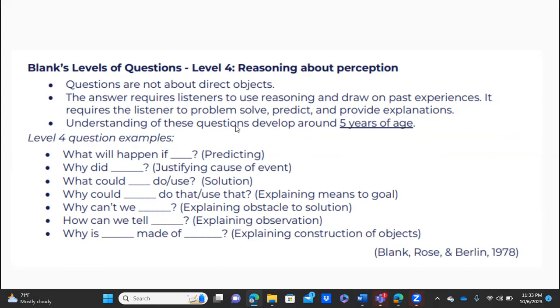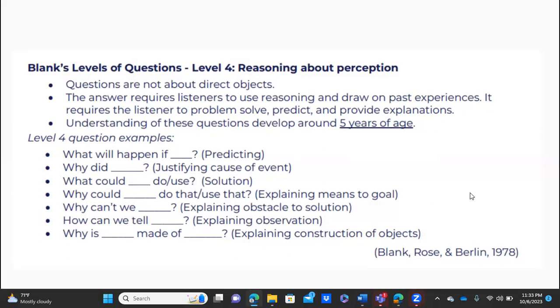So what will happen if? Why did blank, and justify the cause of an event? We could go on and read these, but explaining the means to a goal. What could blank do to that? Or what could blank use that for? And so what we're trying to get them to do is now at this point, they're problem solving. They are providing some sort of justification for their thinking and reasoning.